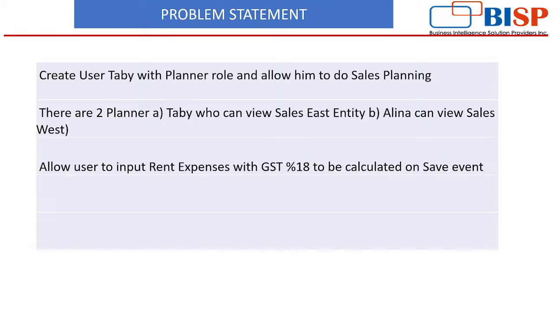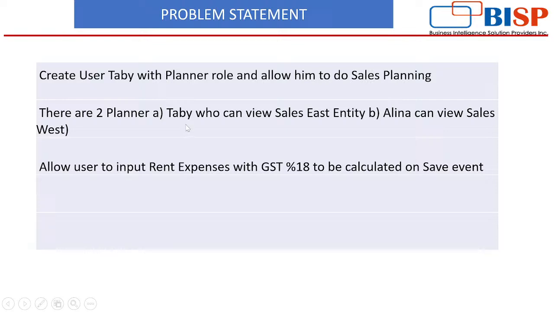Now we'll see the third ticket, where the problem is we have to allow some user to input rent expenses with GST 18% to be calculated on save event. So if you see, there are 4 parts in this ticket. First is allow certain user to input rent expense. So we have to create some user who can input into rent expense.